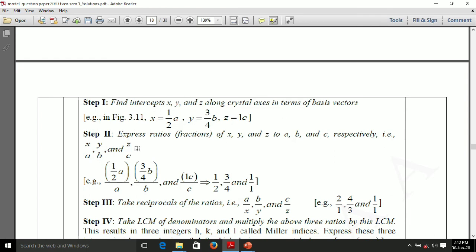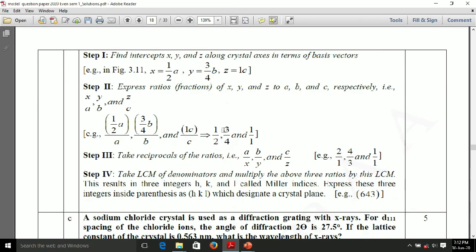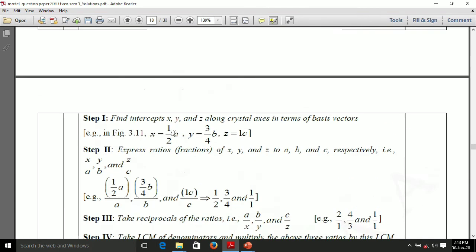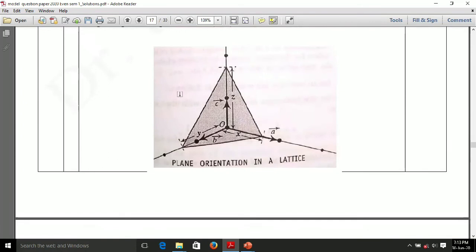And express the ratios of x, y, z to a, b and c respectively. So x by a, y by b, z by c to be taken. x was half of a, therefore half of a by a is taken. On simplifying, we will get half, 3 by 4 and 1 by 1. LCM to be taken in the fourth part, of course. Here take the reciprocals first and then take the LCM. That completes the procedure. So you have to write all the 4 steps along with the diagram.